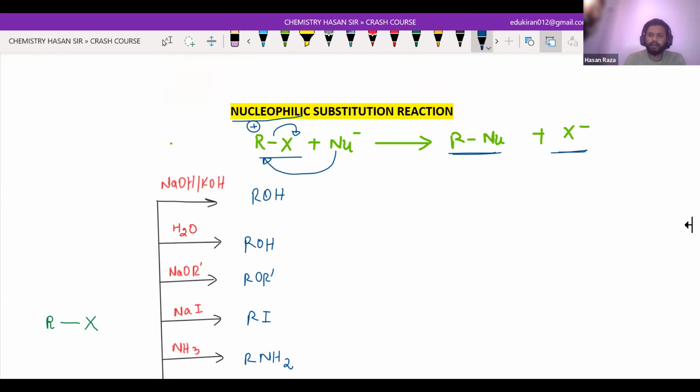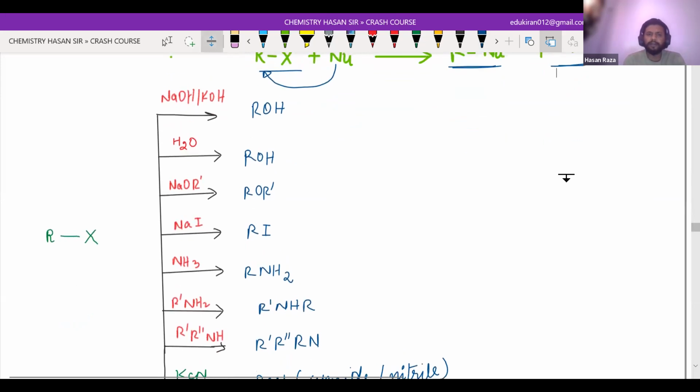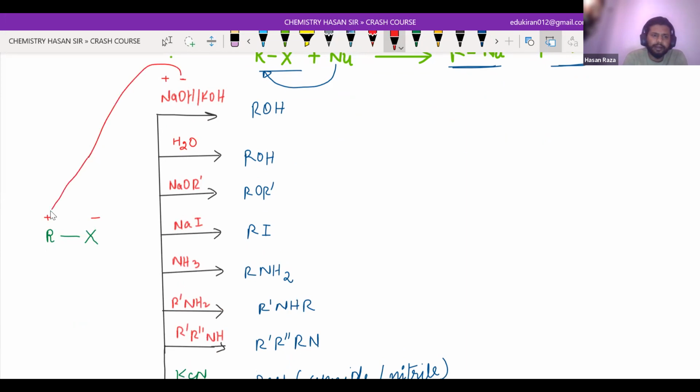Now, I have taken a lot of examples with which we can easily understand. I'm going to teach you this reaction in terms of negative and positive. You can see this will have negative, this will have positive; this will have positive, this will have negative. So the negative will attack here, and you will get ROH, alcohol. You can see H2O has 2 parts, H plus and OH minus. Again, this negative will attack on R, and you will get alcohol.